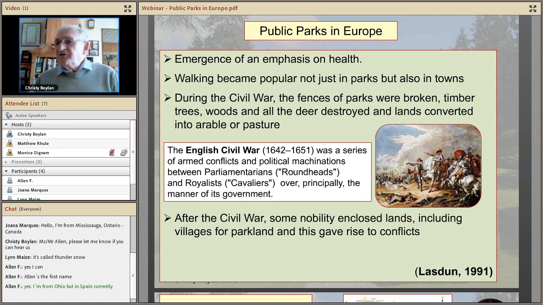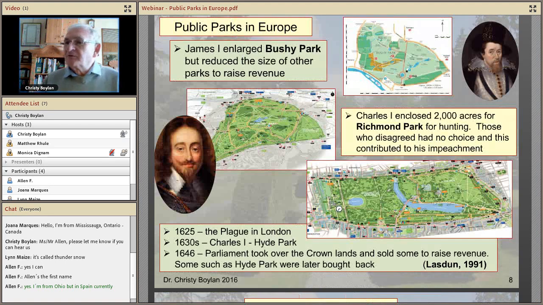And then there was an emergence of an emphasis on health. It's interesting that this happened so far ago because we're still looking at this idea of health being important. Walking became popular not just in parks but also in towns. And during the Civil War in England, the fences of parks were broken, timber, trees, woods and all the deer destroyed, and lands were converted into arable or pasture.